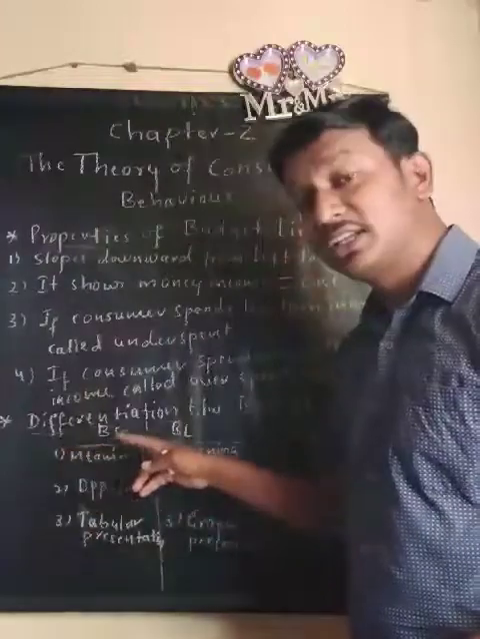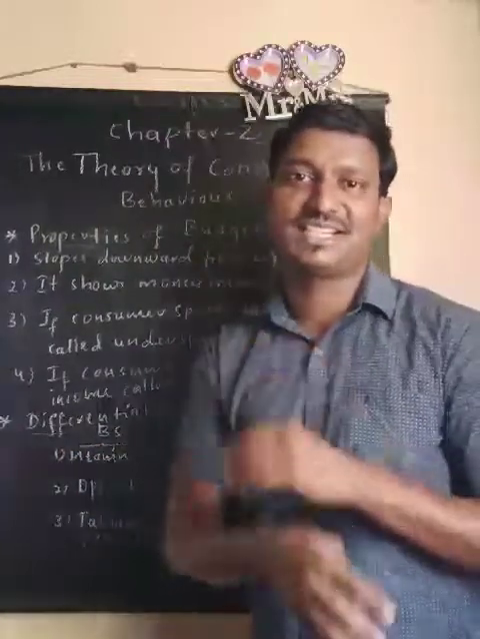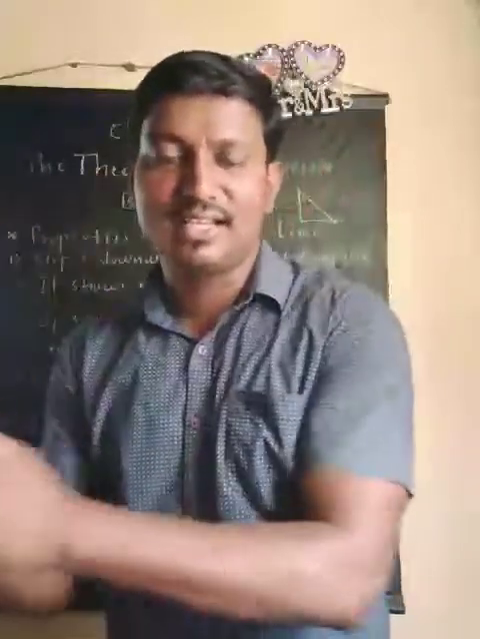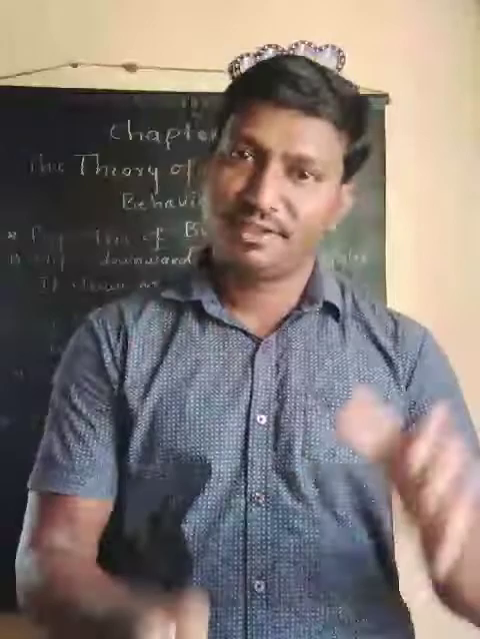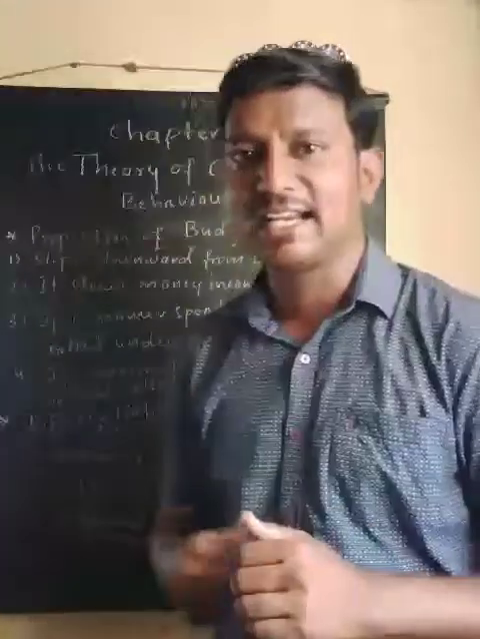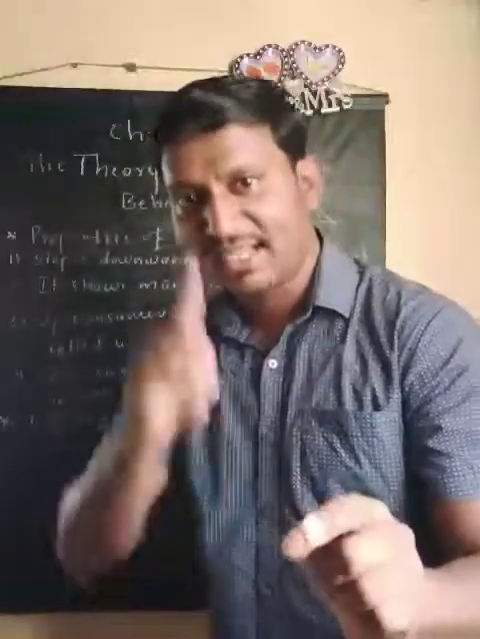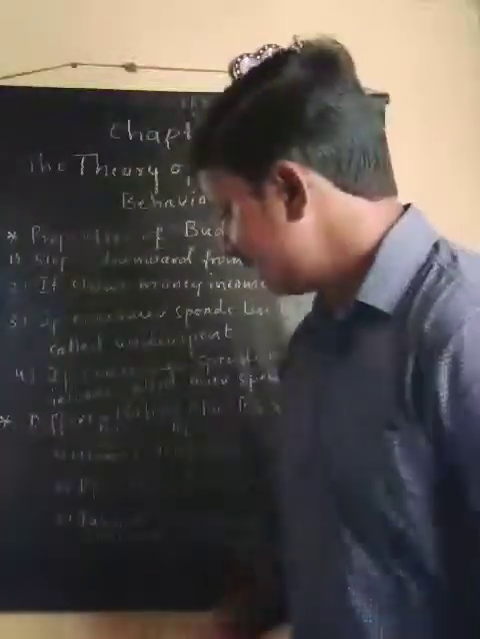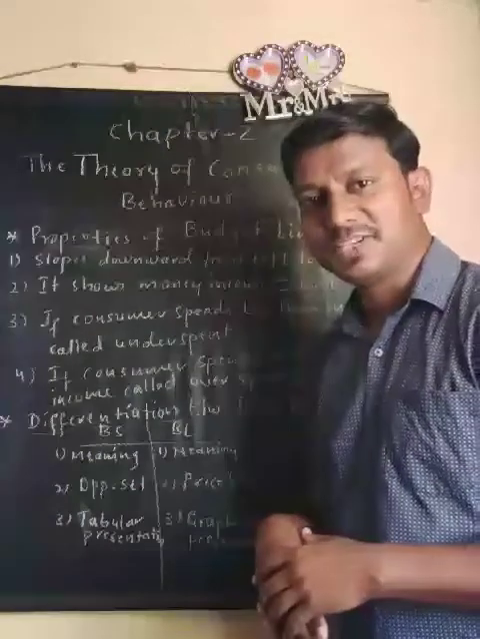Come to the next one, differentiation between budget set and budget line. We already understood the budget set on one side, and the budget line on the other side. How are these two different, or are both similar? As per our understanding, budget set and budget line are both different. How do we differentiate these two? Let us see through some differentiation points.